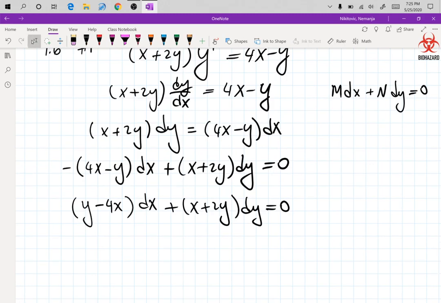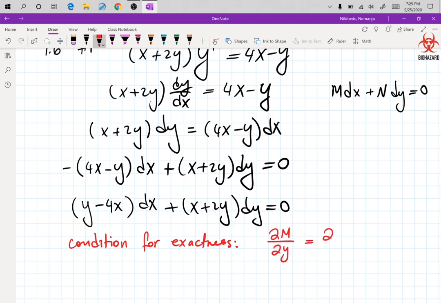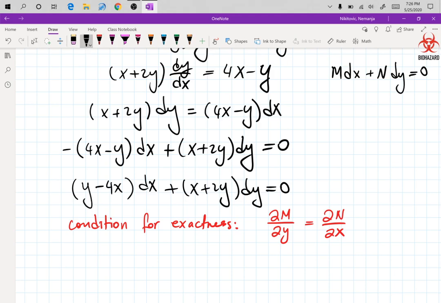And we know that we are supposed to check the condition. I'll write that condition in blood. The condition for exactness is partial M with respect to y needs to equal partial N with respect to x. So that's something that, again, you learn from the book, and then you apply it. It's in theorems. You learn theorems because those are the ways to solve problems.